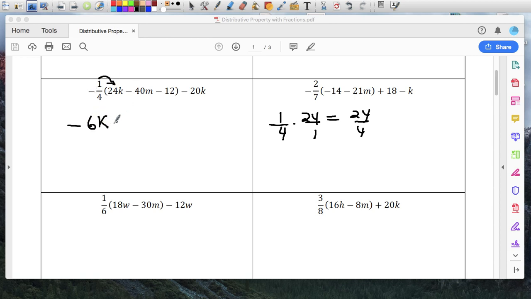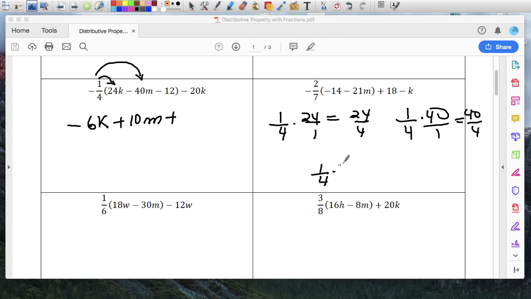Negative times a negative is going to be positive. So if you want to pull it to the side, it's 1/4 times 40. 1 times 40 is 40, 4 times 1 is 4, and 40 over 4 is 10. So you get 10m. The next one is a negative times a negative, which is again a positive, and you get 1/4 times 12. Hopefully you're catching on. In this case, it's just 12 divided by 4, which is 3. And then minus 20k, and nothing happens to that one because it's outside the parentheses.